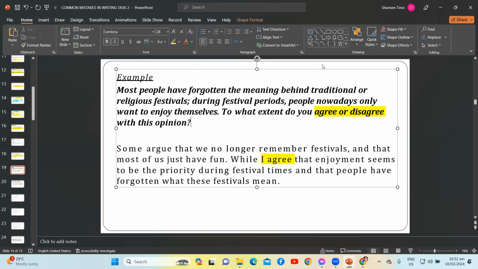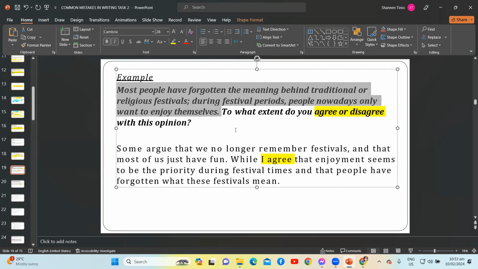Magkaiba kasi yung wala kang alam sa hindi mo alam yung pinaka-deep level eh. Di ba? So that's what I'm talking about. So this is what the topic is talking about, that people have forgotten the meaning behind the religious festivals or traditional festivals. It's true. I agree. But then, there is still a big population. Kung disagree ka naman sa notion na to, you can say, I disagree. And then, state a reason why you disagree, and you can even state an example why you disagree.